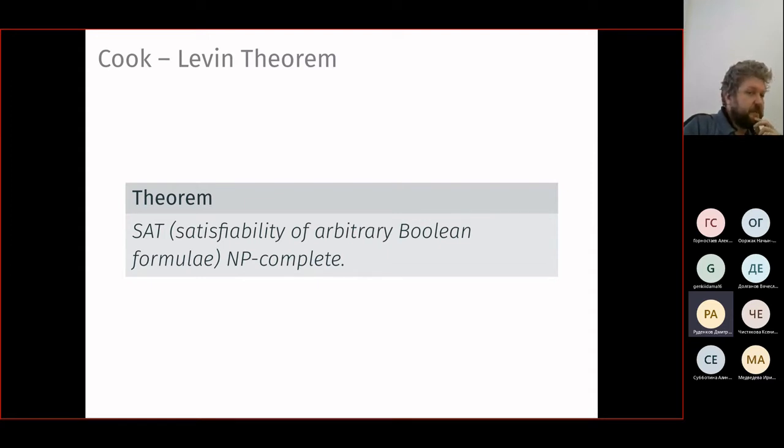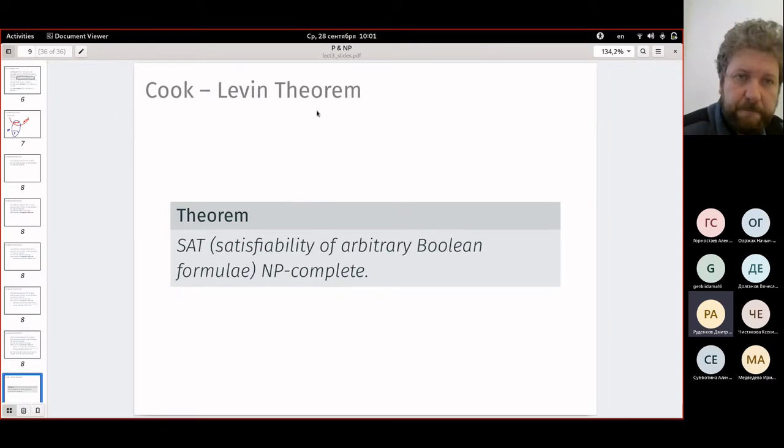Satisfiability for arbitrary Boolean formulae is NP complete. So the concrete example of an NP problem which is hard is satisfiability for Boolean formulae. A typical example of an NP-complete problem. I will now shift to another pack of slides, and we'll continue.